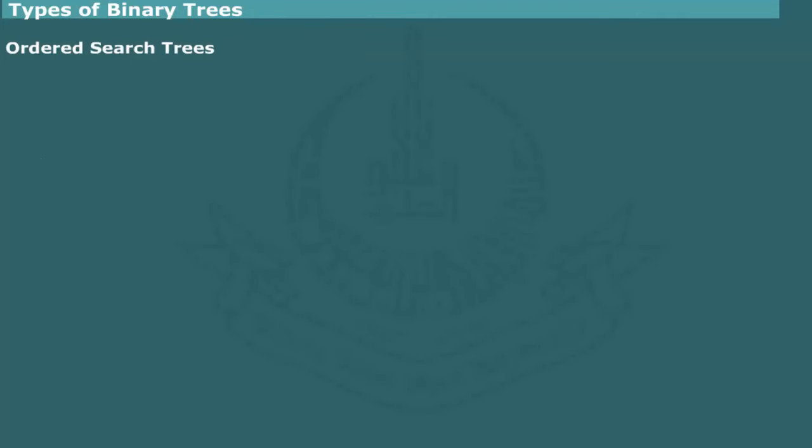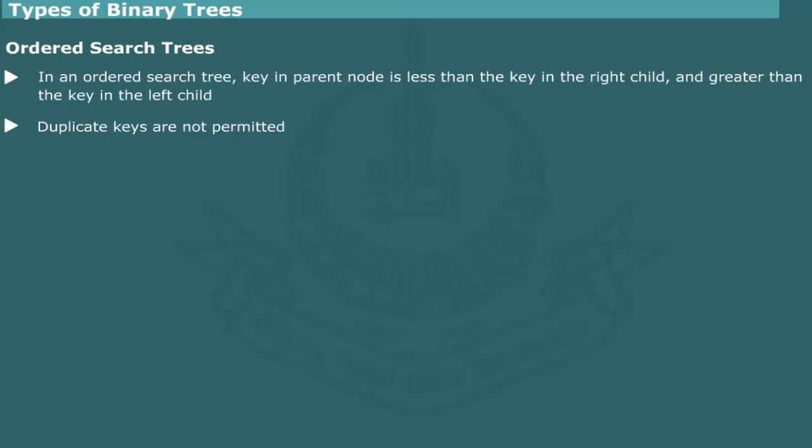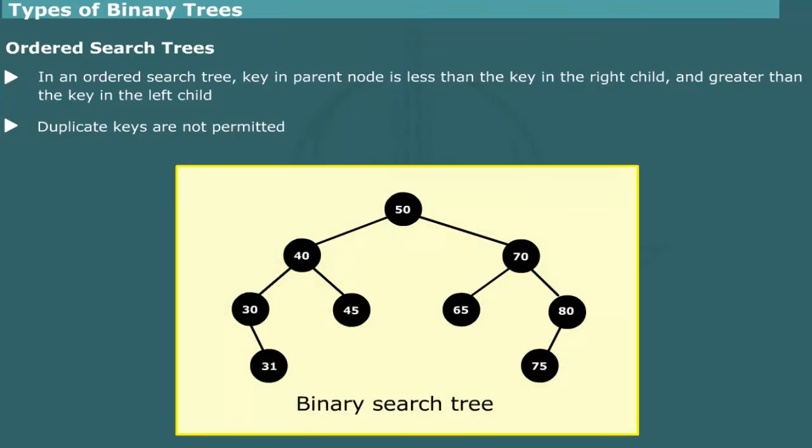Ordered search trees. These are the most common trees which are widely used in several searching and sorting algorithms. The ordered tree is structured such that the data values in the left subtree are less than data values in the right subtree. The data can be numbers, characters, strings, or a key field. Figure shows an example of a binary search tree.